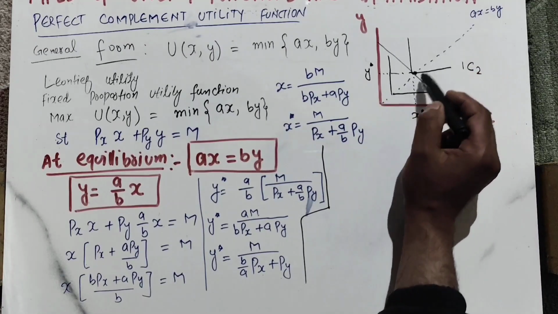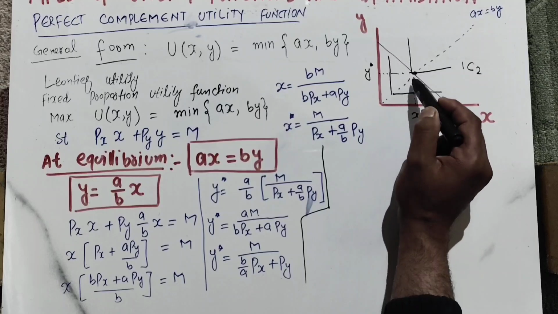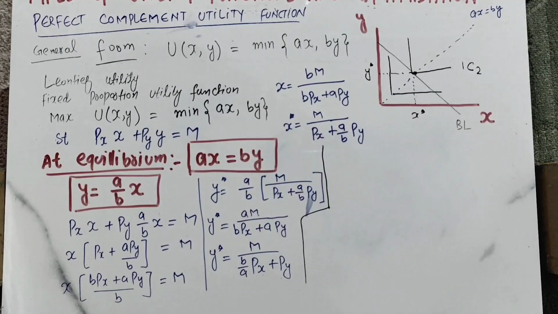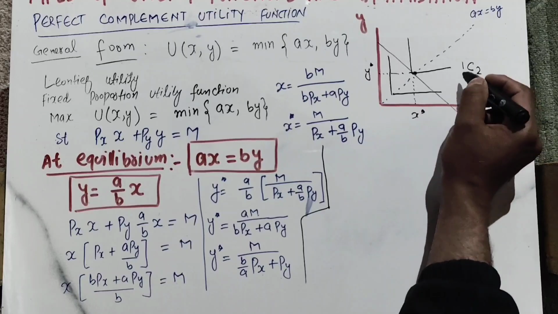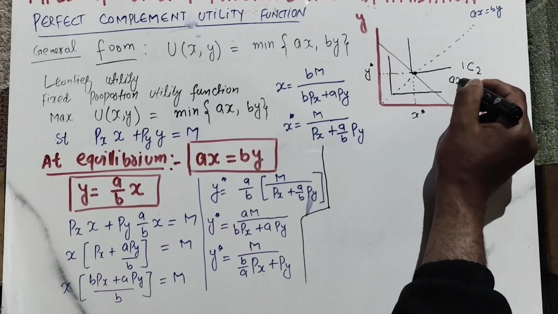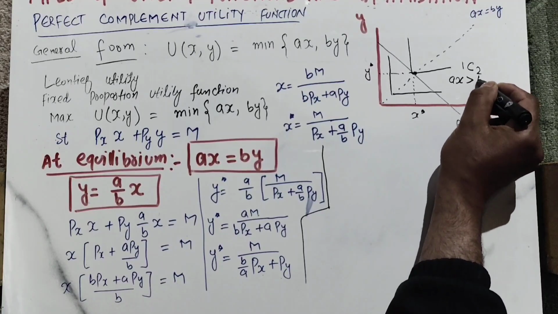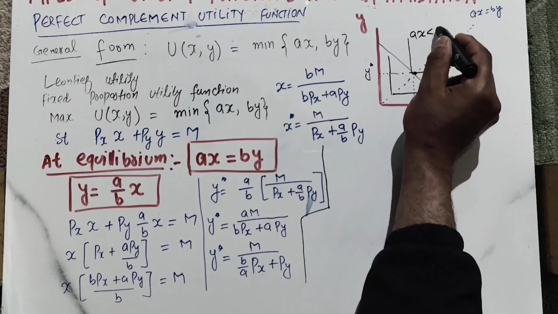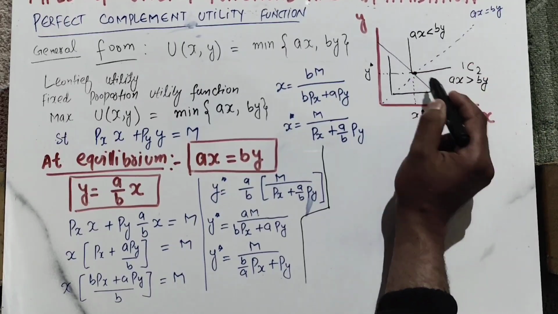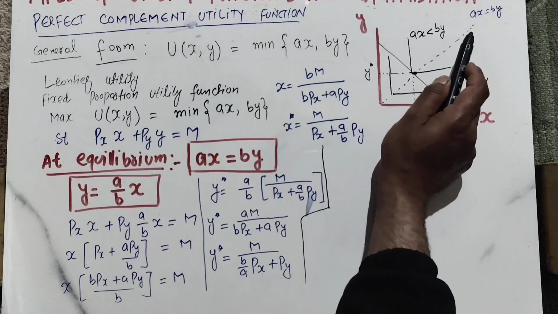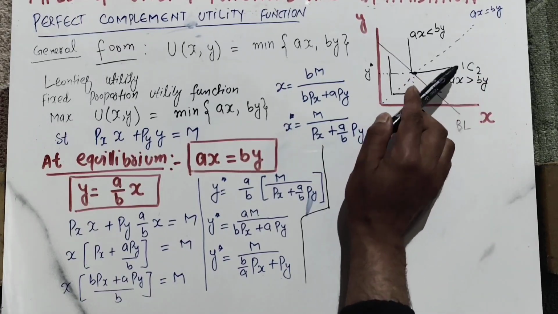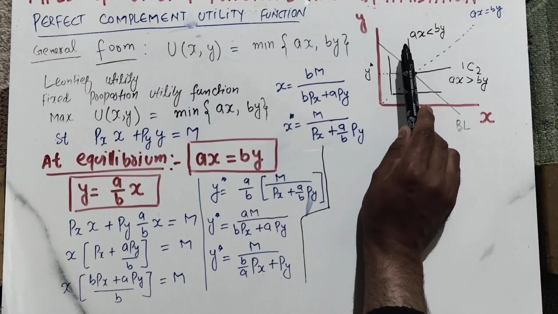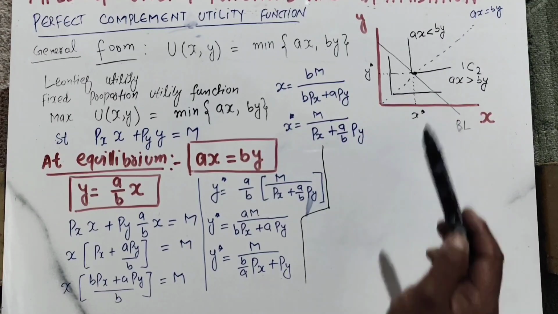Now we know that our optimal choice will lie at this dotted line. Below this, what happens? Here ax is greater than by, and here ax is less than by. So below this dotted line is the region where ax is greater than by. Above this dotted line, ax is less than by.